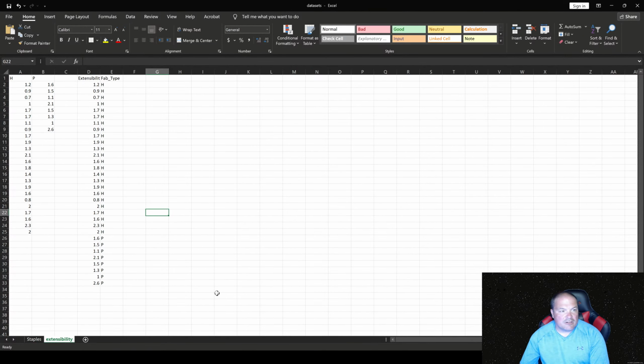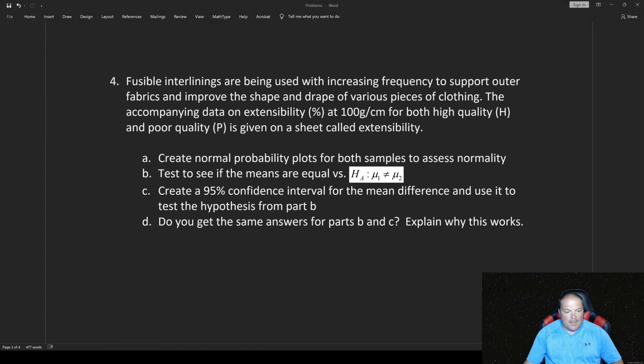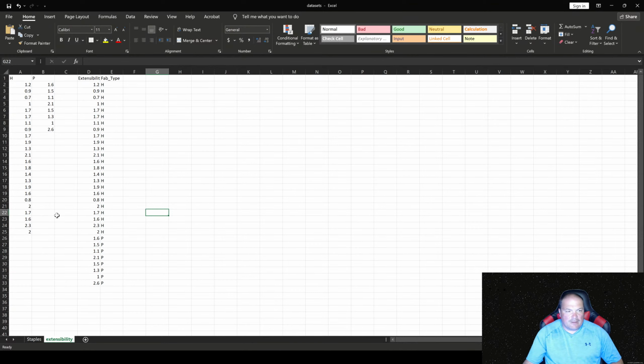Okay, here is extensibility. All right, so you can see we have 2 columns here. We have high quality extensibility and then poor quality extensibility. Okay, now let's go back here just for a second. So we said we had high quality, which is H, poor quality, which is P. Now, you see this data.